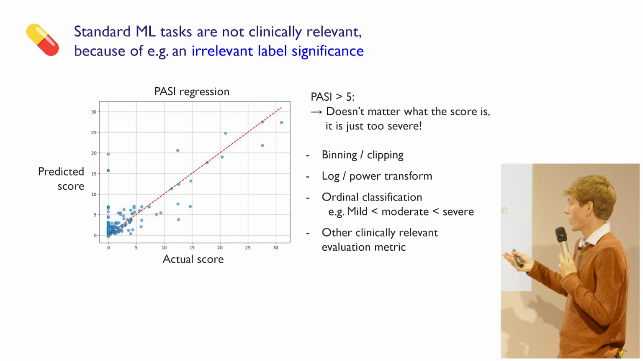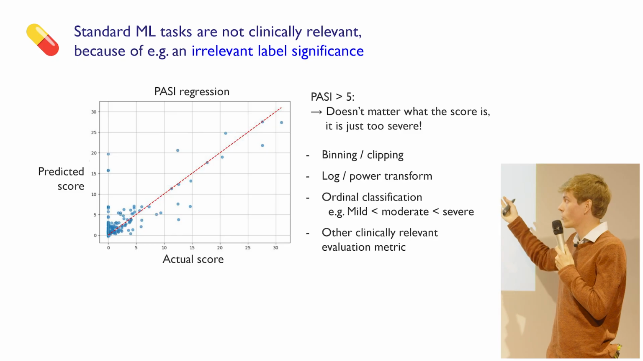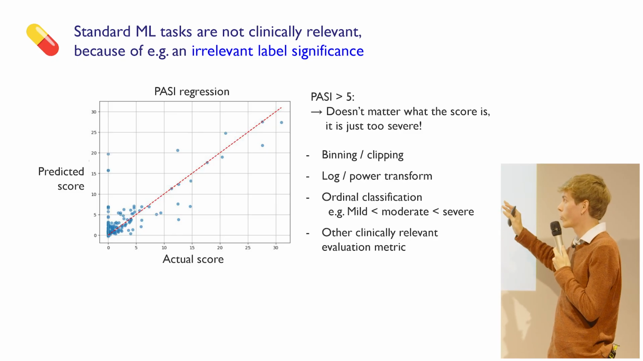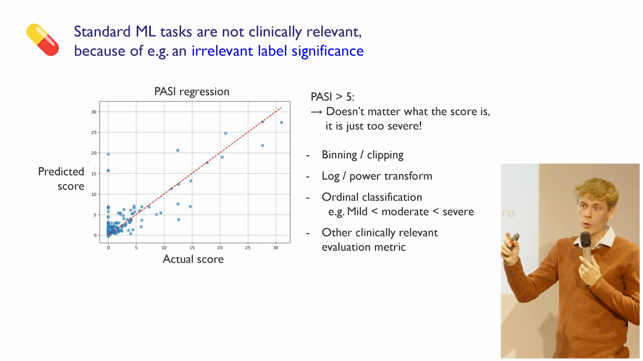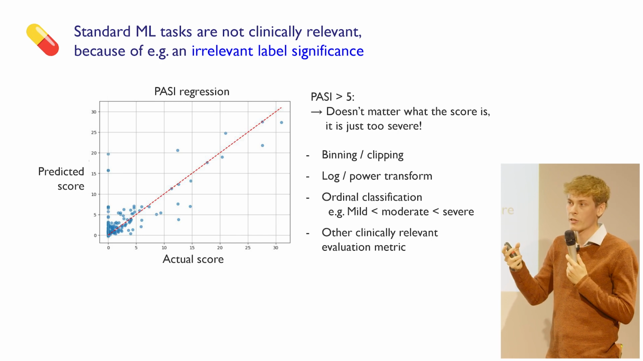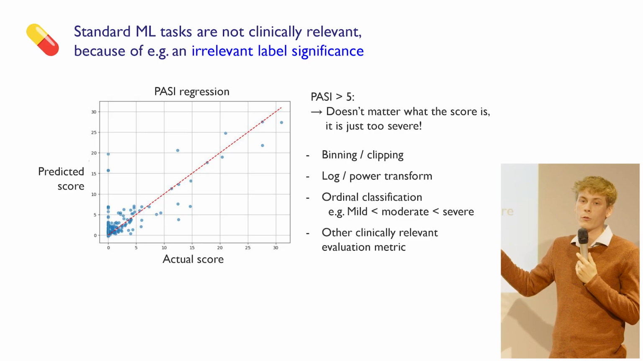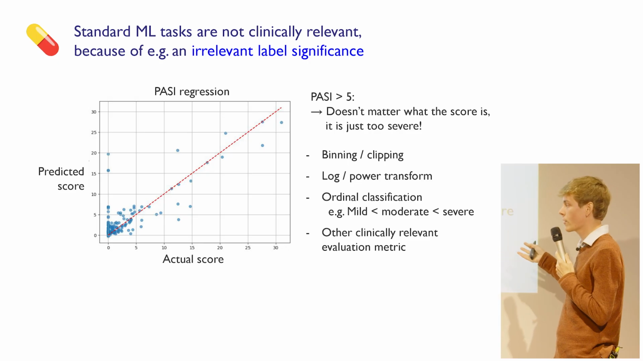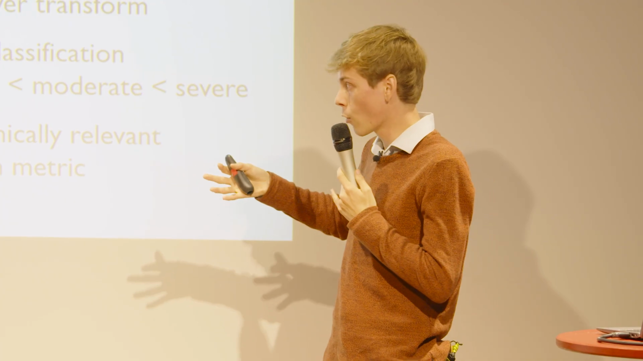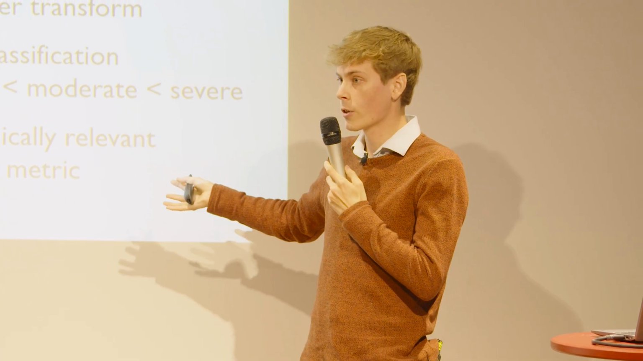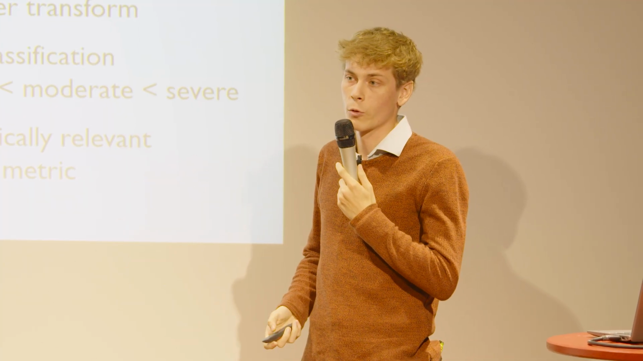So we have to transform our label space in this case. We can do this with binning or clipping, or we can also do a transformation with a log transform or power transform, so that the clinically relevant part is more in view of the machine learning model. We can also redefine our machine learning task, and we can do an ordinal classification, and predict if the disease will be mild, moderate, or severe. Or altogether, you can just choose another clinically relevant evaluation metric that is useful for the hospital.